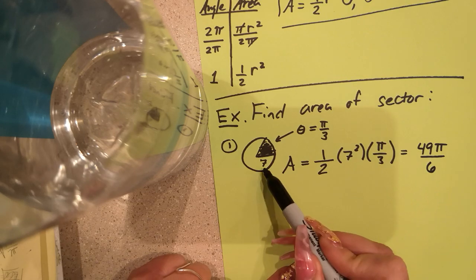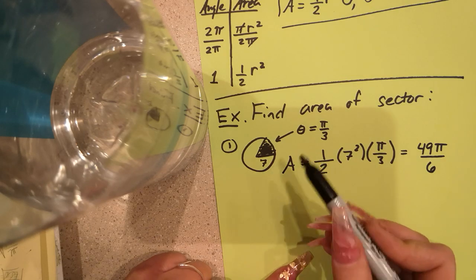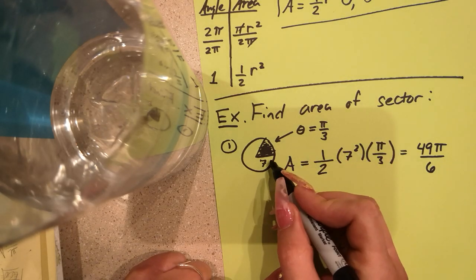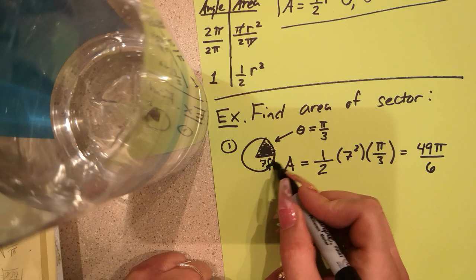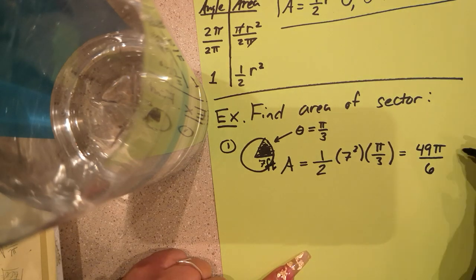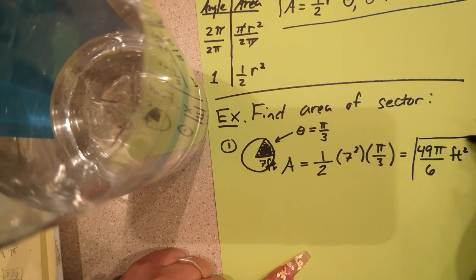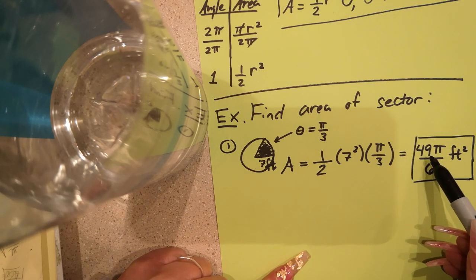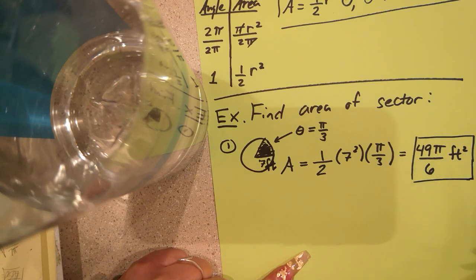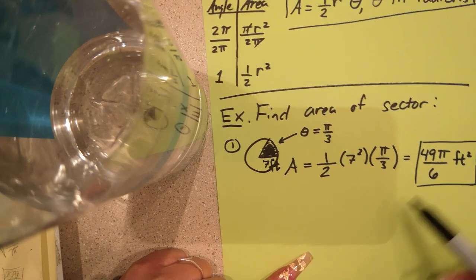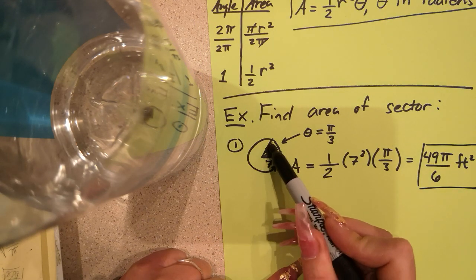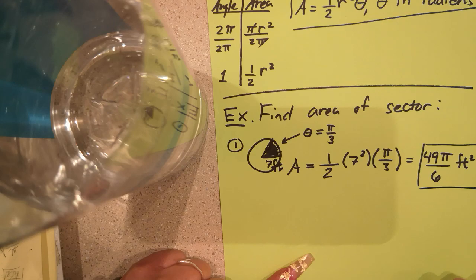I didn't put units here on the 7. Say I said this was 7 feet. Well, in that case, this is the area, so this would be in square feet. You can think of this as a decimal. This is like 49 times 3.14 divided by 6. That would give me the value of the area of that sector.